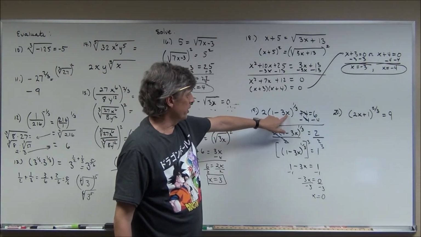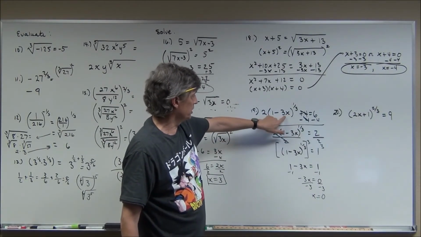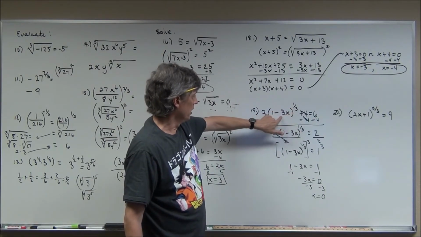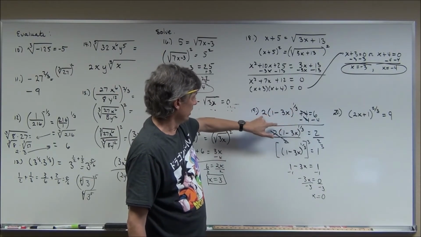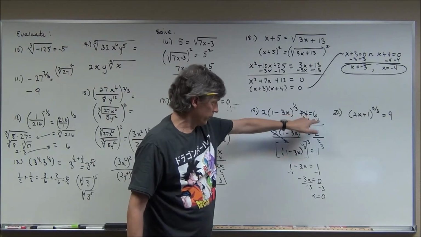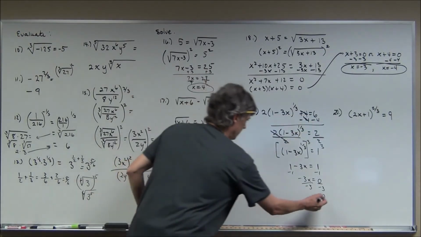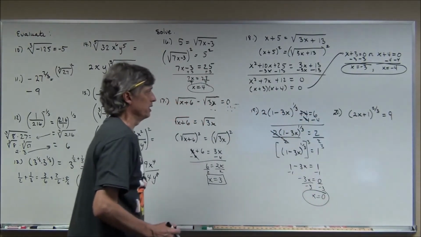So if I put a 0 here, 3 times 0 is 0. 1 minus 0 is 1. 1 to the 1/3 is 1. 1 to any power. 2 times 1 is 2. Plus 4 is 6. It works out. Legitimate answer. I haven't had a dud in the bunch.